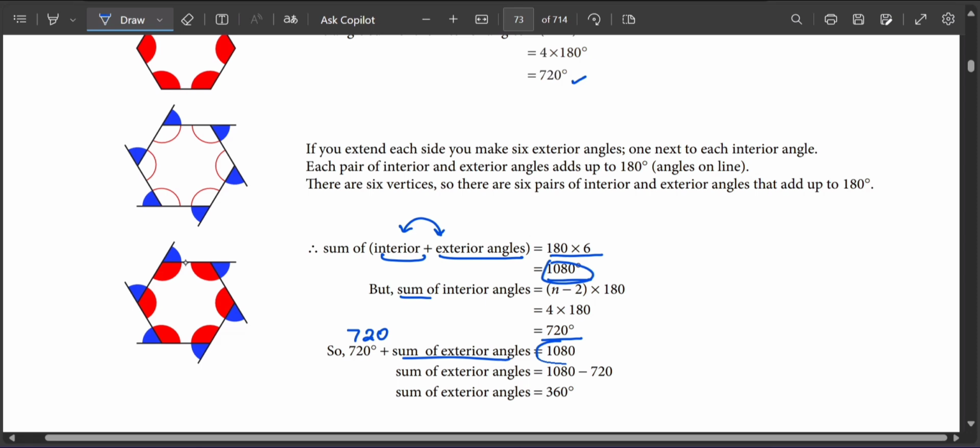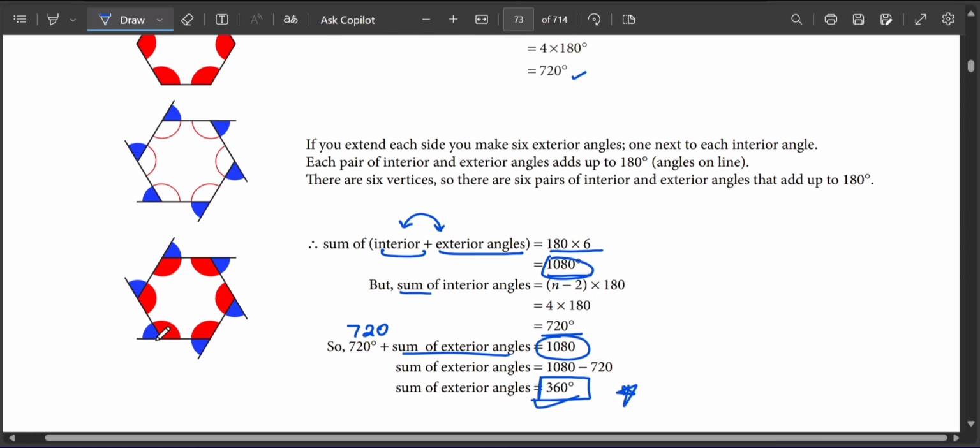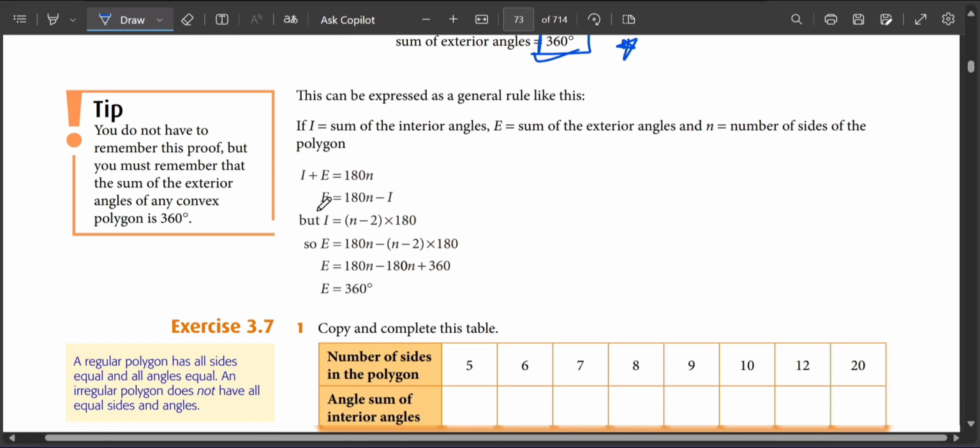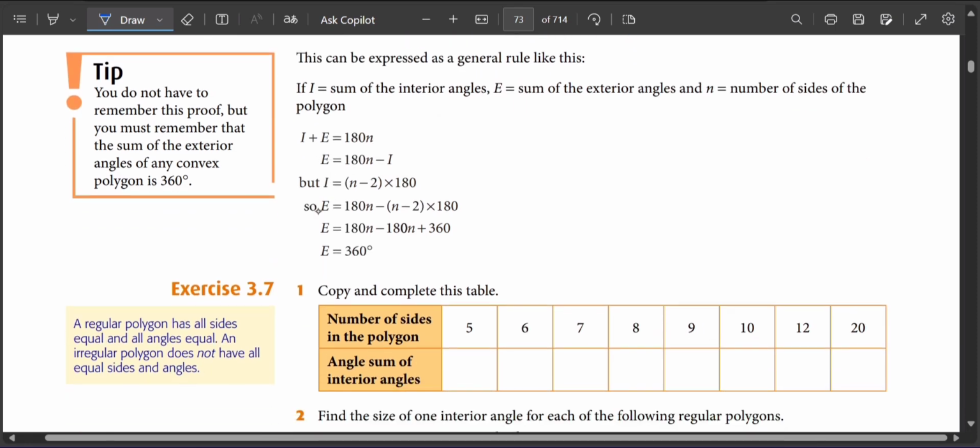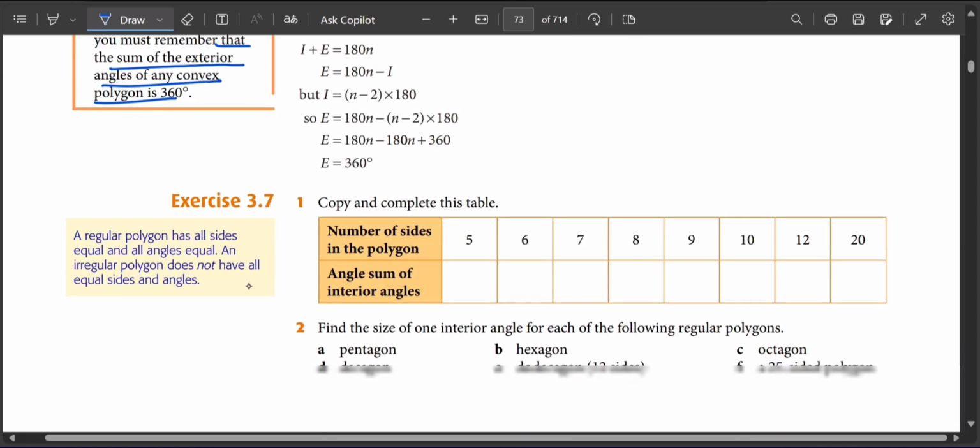Okay, again you do not have to remember this proof, but you must remember that the sum of the exterior angles of any convex polygon is 360 degrees. A regular polygon has all sides equal and all angles equal. An irregular polygon does not have all equal sides and angles. So if we are talking about a regular pentagon, it has all sides equal.